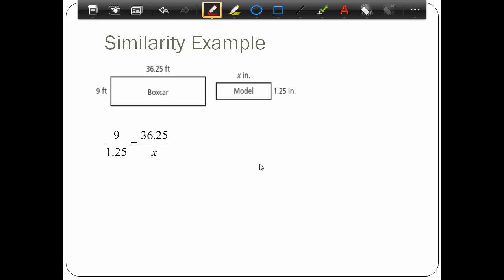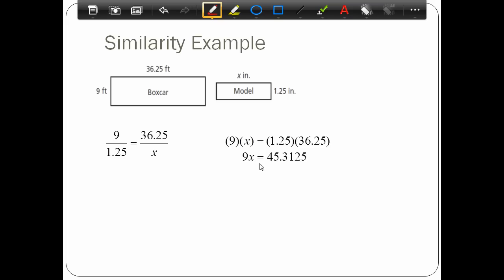Let's go ahead and solve this. I'm going to use the same cross multiplication I used before. I know that 9 times x equals 1.25 times 36.25. Got some decimal action going there. 9 times x, that's easy. That's 9x. 1.25 times 36.25 is a little harder. I'm certainly not doing that in my head. 45.3125. Then I'm going to take that, divide both sides by 9.